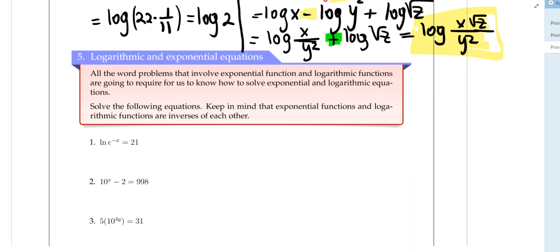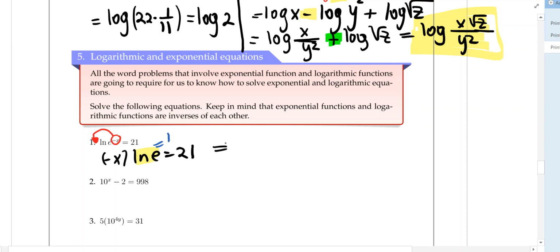So for the first one, I have ln of e to the negative x equals 21, and I'm just going to apply rules. That's all I'm going to do. So this is the exponent, so it's going to come down in front. So this is going to turn into negative x times ln of e equals 21. But ln of e is 1, right? This equals 1. So basically what I have is that negative x equals 21. So x equals negative 21. That will be the answer.